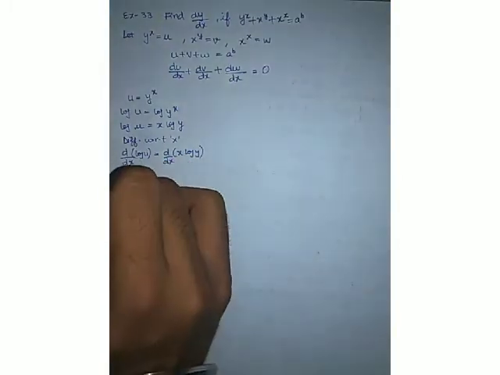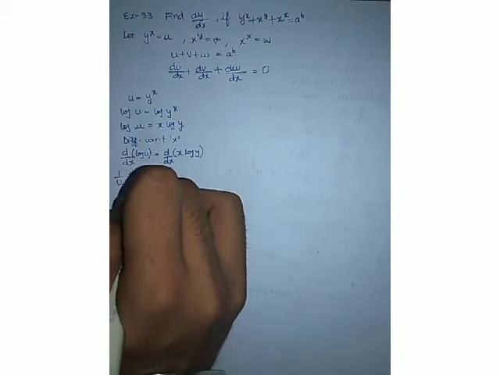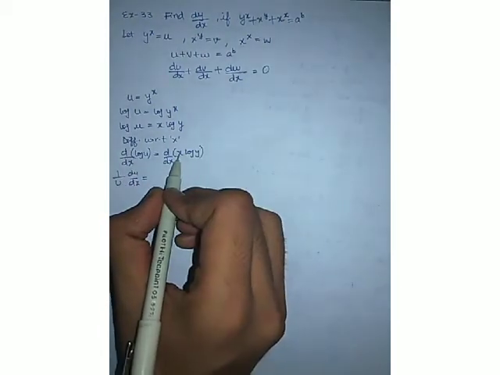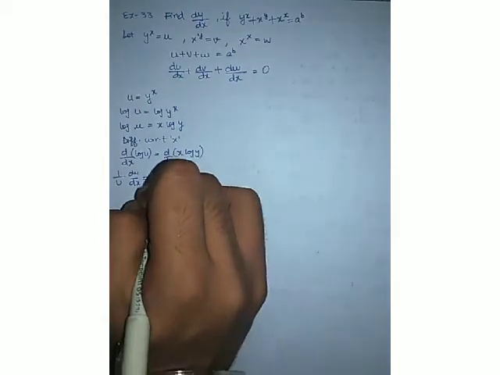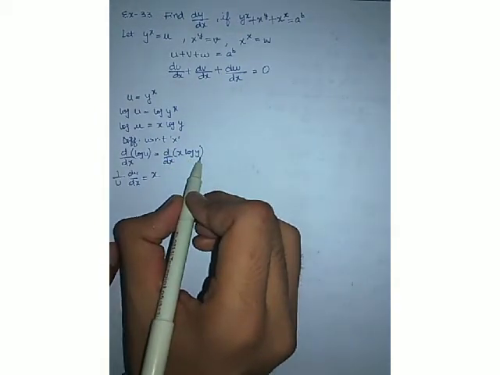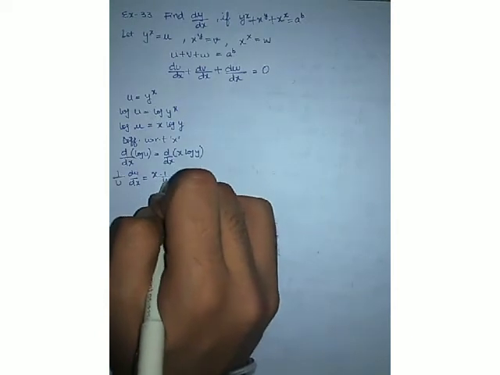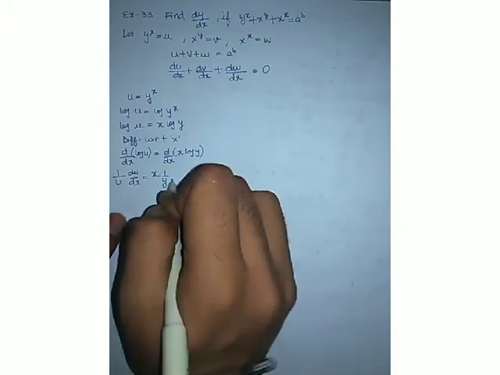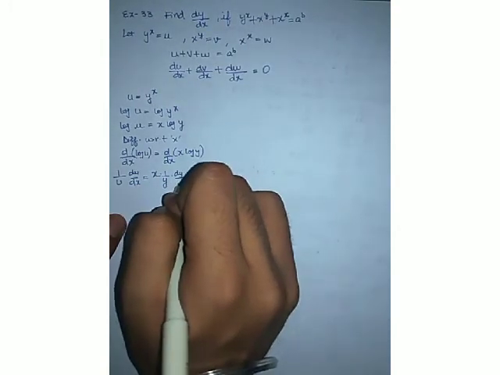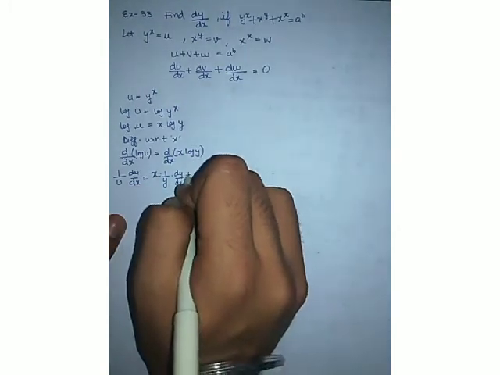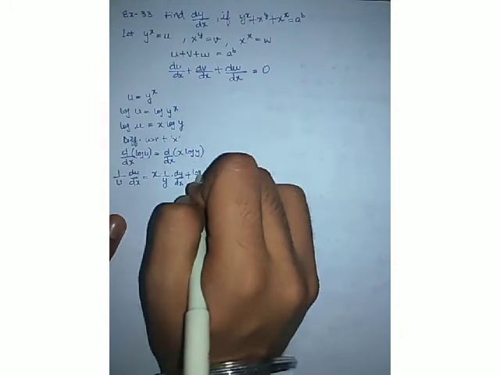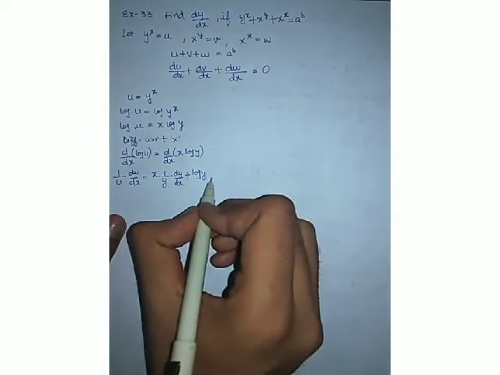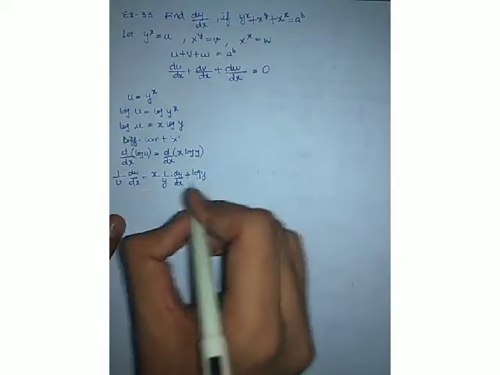Clear? Now log of u will equal 1 upon u du upon dx. Clear? And here we will apply the u multiply v rule. You will get x, and what's the differentiation of log y? That is 1 upon y. And don't forget, y will be again differentiated with respect to x, so you will get dy upon dx. Clear? Then plus v, I am applying the identity of u multiply v. Then what is the differentiation of x with respect to x? That is 1 only.